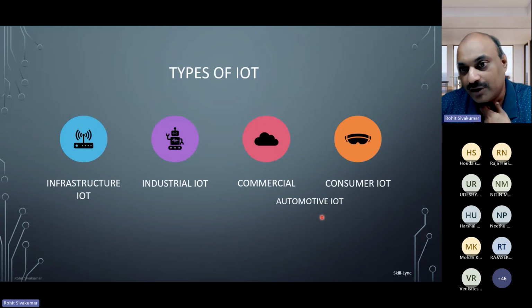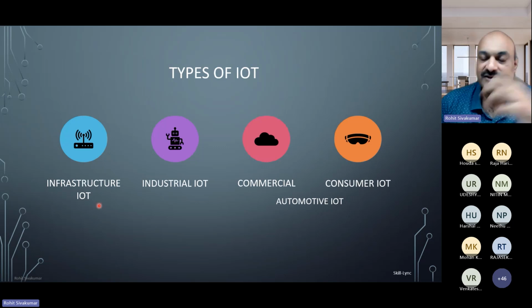I'll tell you why I have put it in between these two. But infrastructure IoT is all about smart cities, smart street lamps, traffic lights, and so on, where an infrastructure is automated for decision making and with some sort of an intelligence. When it comes to, say, the industrial IoT, it's all about robotics, say robot welding.